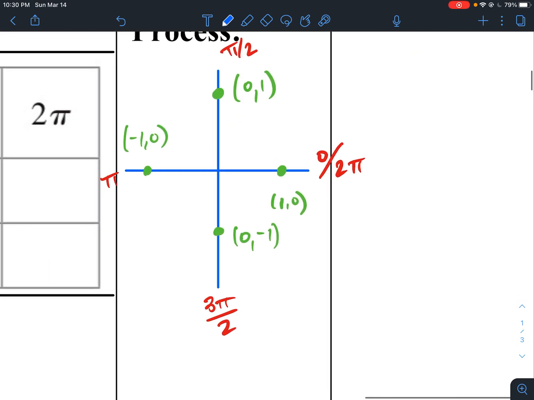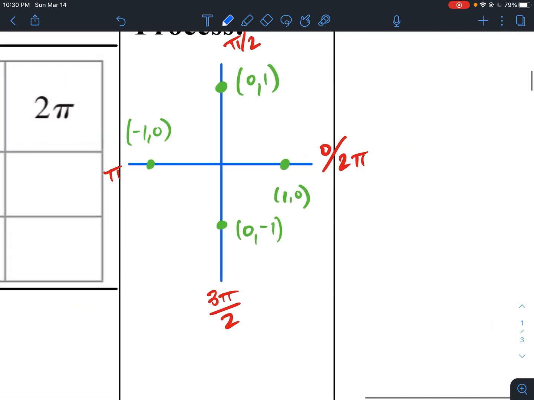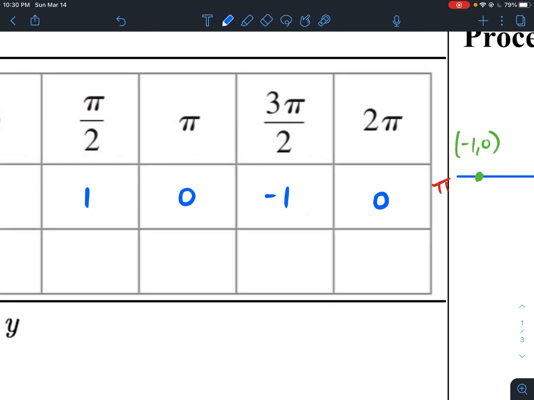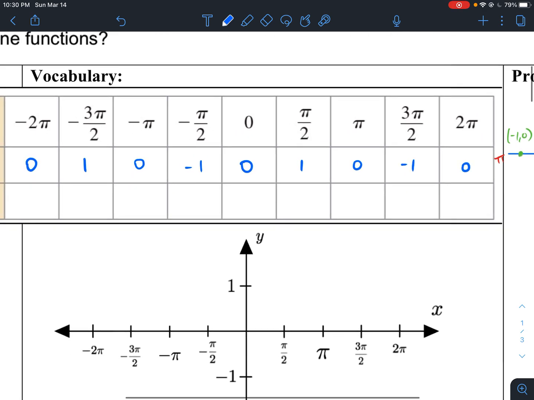3 pi over 2 would be at this point right here. My y is -1, so -1 over 1, which is -1. And 2 pi, which would be right here, where my y is 0, so this would be 0. Okay, so hopefully you guys see this pattern right here, but let's graph it.